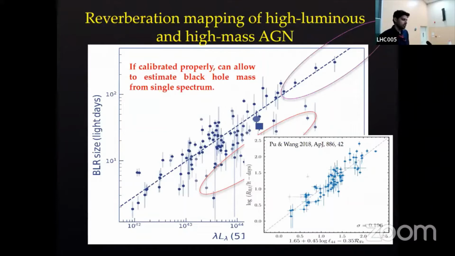Okay. The other thing is that in the lower luminosity regime, there are few sources which have this DLR size estimates, right? Yes. So, are there any works going on, people who are doing these kinds of studies for low luminosity AGN?